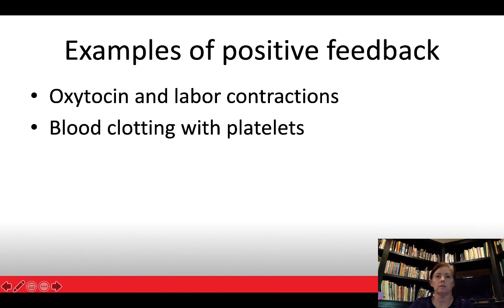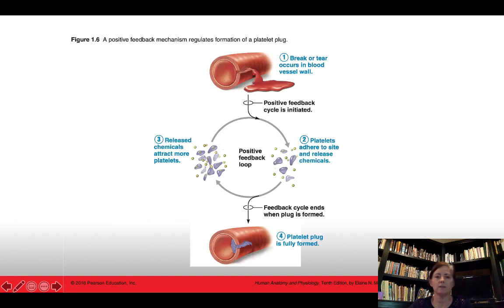And so we see positive feedback, again, only in a couple different instances. Most processes in the body operate through negative feedback. But one example of positive feedback is blood clotting. What we see with this is if you have a tear in the wall of your blood vessel, that tear is going to attract platelets that are circulating in the bloodstream, and they're going to adhere to the tear in the blood vessel.